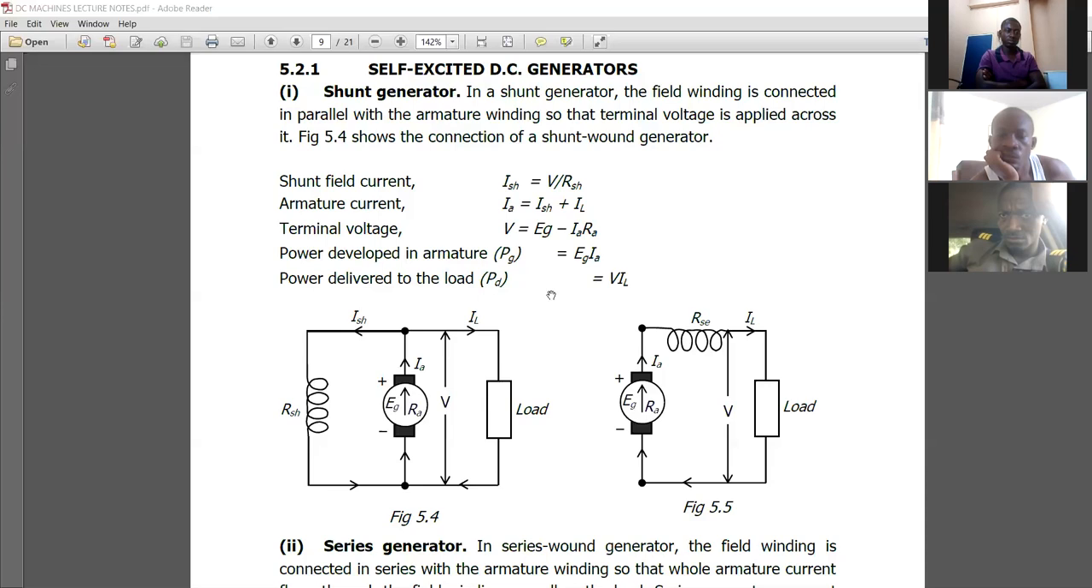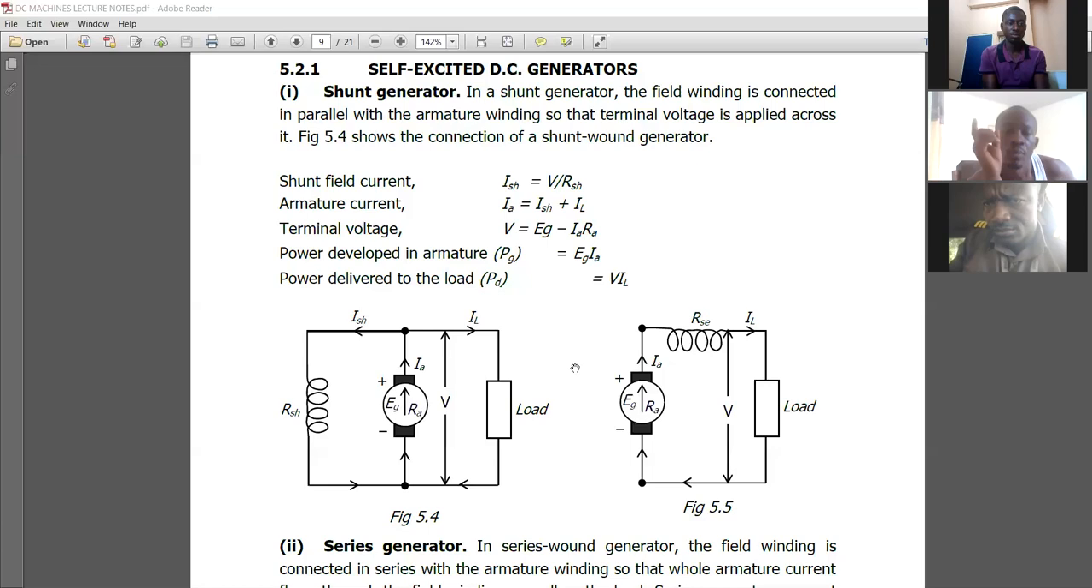When you take the shunt generator, figure 5.4. Also, when you take the series generator, you have this figure. So at least you should be able to tell the difference between this figure and this figure, isn't it? What's the difference?